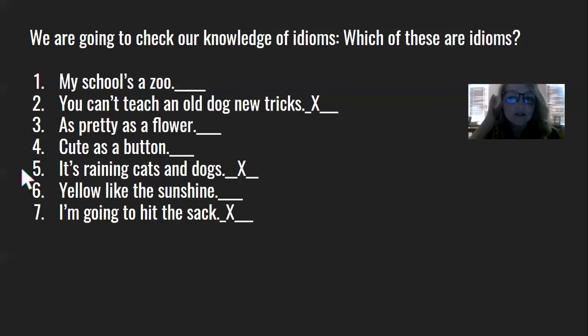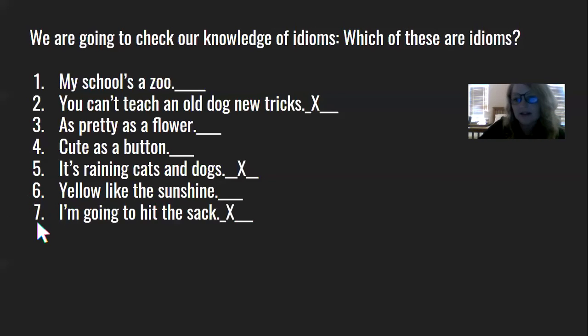What about number 5? It's raining cats and dogs. There's an X there, right? So when we say it's raining cats and dogs, do we mean that cats and dogs are literally coming from the sky? No, we're just meaning like, wow, it's really coming down. It's really raining hard out there, raining a lot. So we're not using that in a literal sense. So it's an idiom. Number 6 is yellow like the sunshine. So that does not have an X by it. That is a simile because we're using the like word, either like or as. So number 6 is a simile, not an idiom.